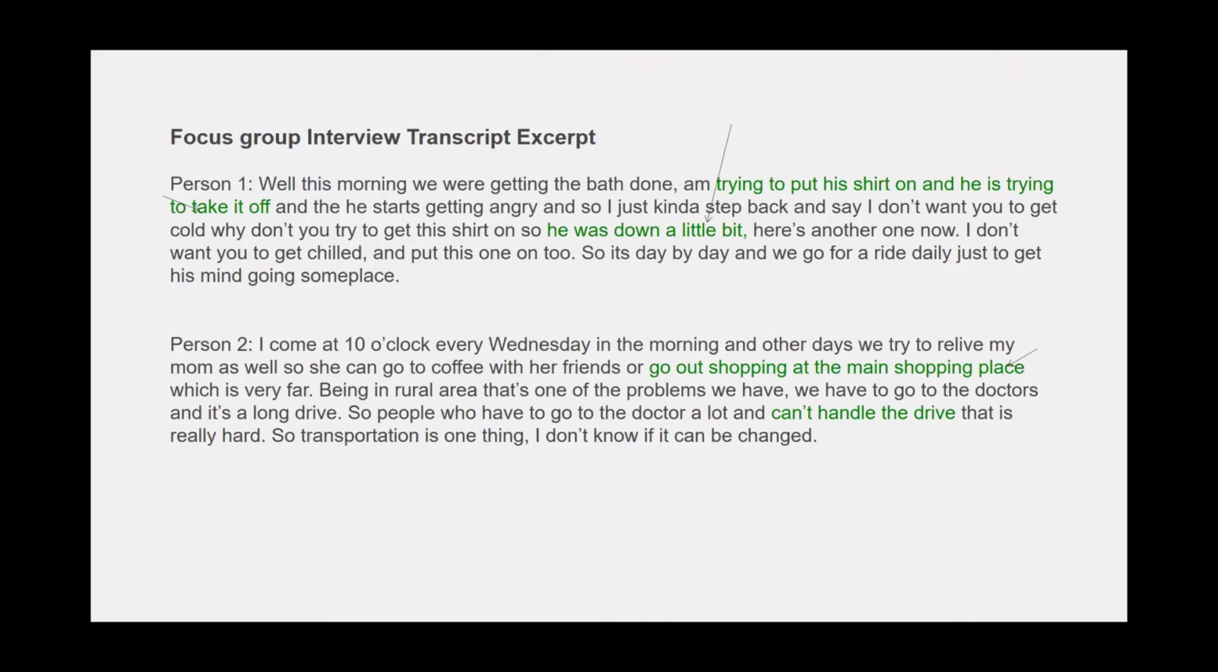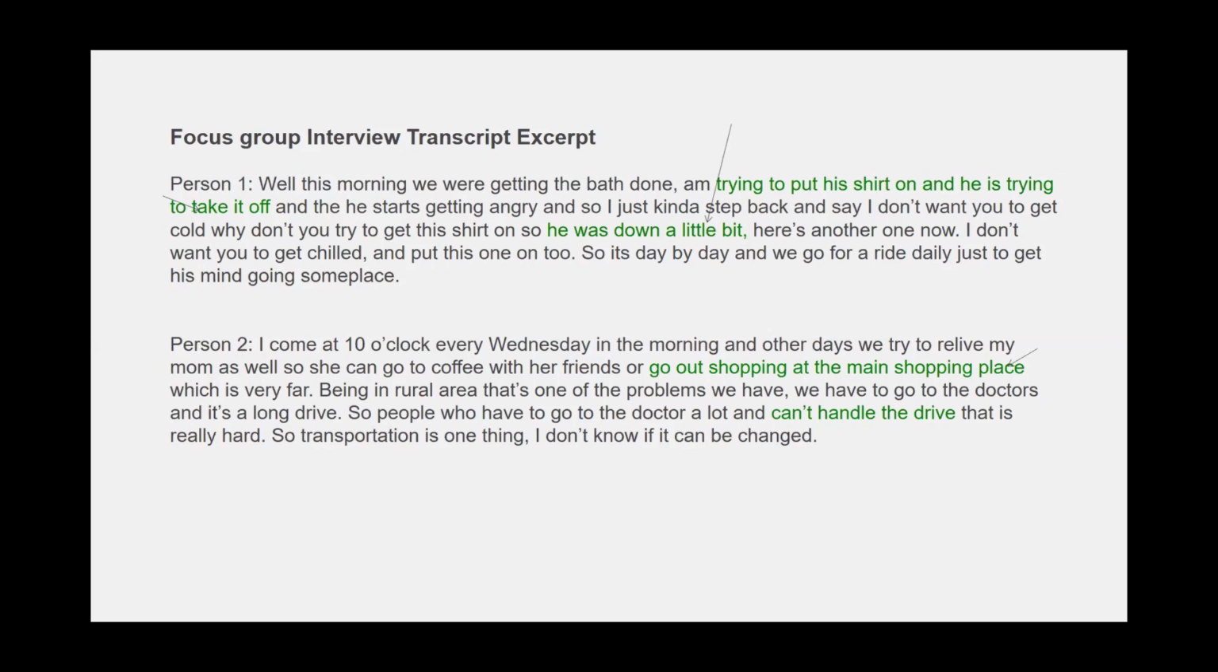This example is from a focus group interview, and the research aim is to understand the stress and coping experience of rural dementia caregivers. And you can see 2 persons' narratives here. And your goal is to code those transcripts. A couple of sentences may catch your eyes here.